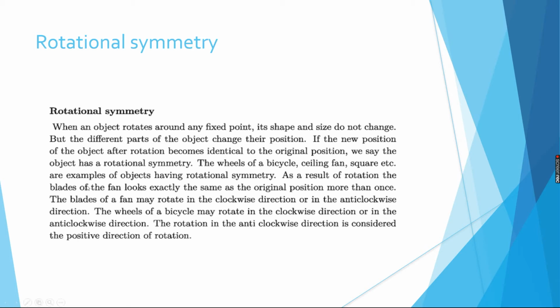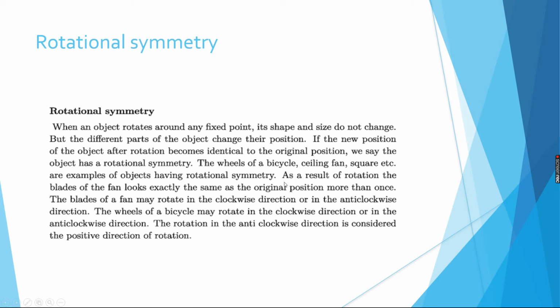What is rotational symmetry? Rotation means when an object rotates around any fixed point, its shape and size do not change, but the different parts of the object change their position. If the new position of the object after rotation becomes identical to the original position, we say the object has rotational symmetry. The wheels of a bicycle, ceiling fan, square, etc. are examples of objects having rotational symmetry.